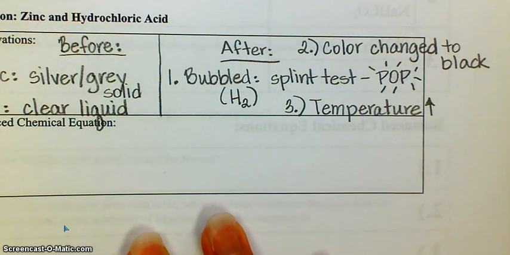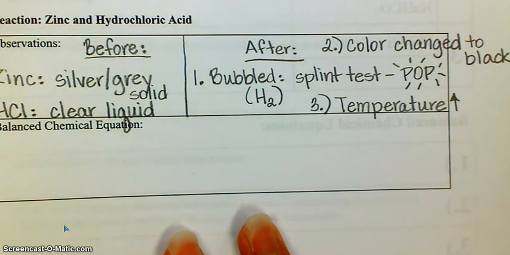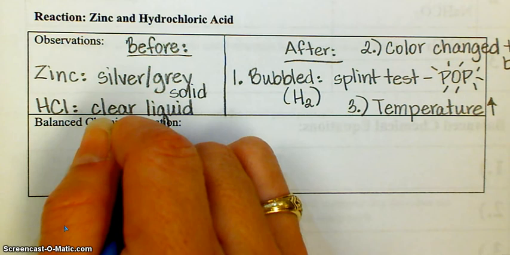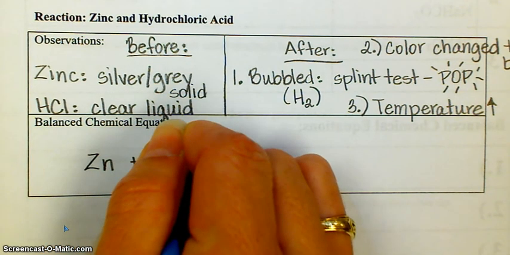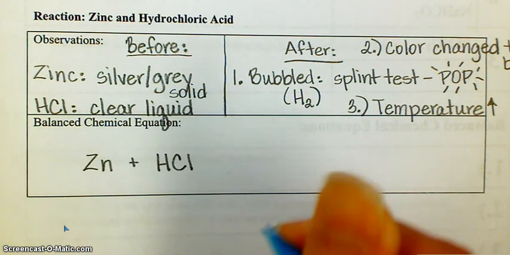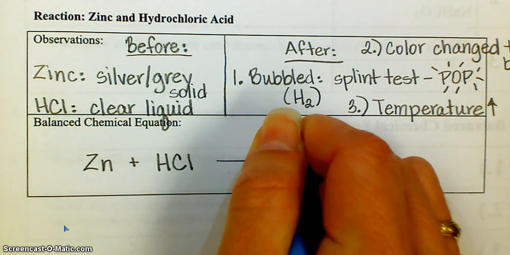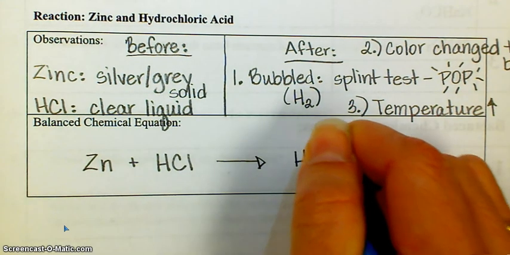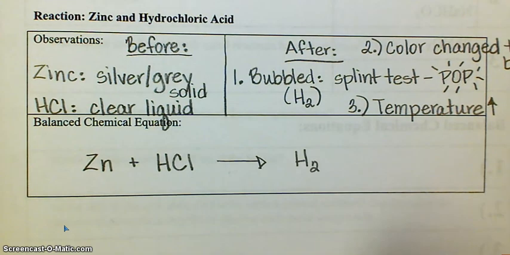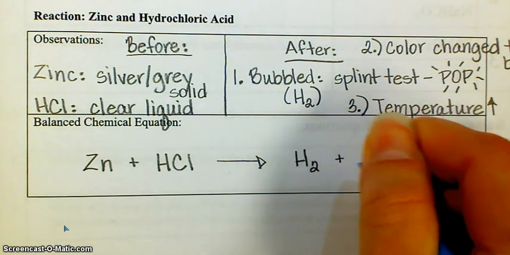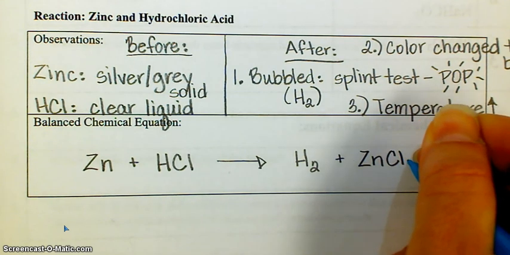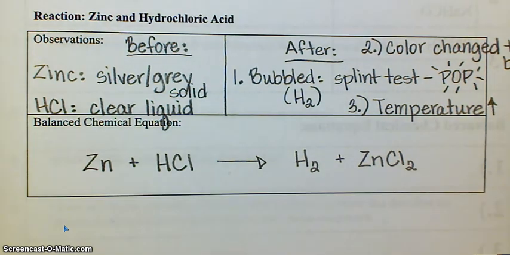And now we need to talk about the balanced chemical equation. So our 2 reactants were zinc metal and hydrochloric acid. Those 2 were put in a test tube and allowed to react. We know that one of the products was hydrogen gas because that's what was given off and that caused our splint to pop. The other product was that blackish, crusty stuff on the surface, which was zinc chloride. Okay?